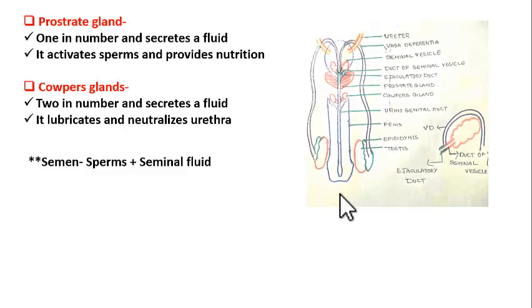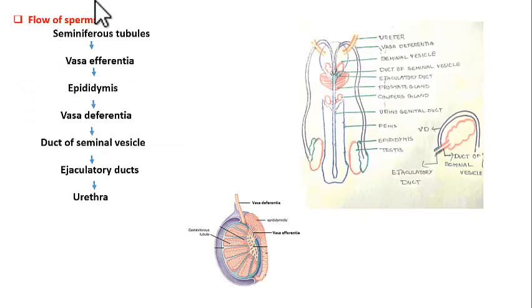If so, try to derive the flow of sperms. They are produced in seminiferous tubules. From seminiferous tubules, they enter into Vasa efferentia, then epididymis, then Vas deferens. From Vas deferens, they enter into duct of seminal vesicle, then ejaculatory duct, then urethra, and they come out.